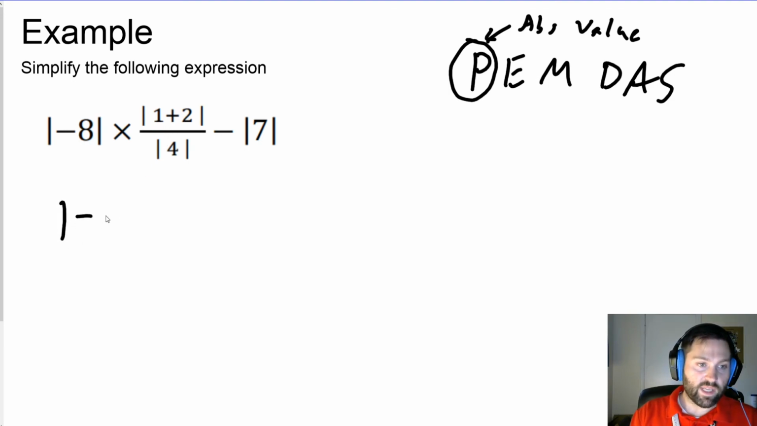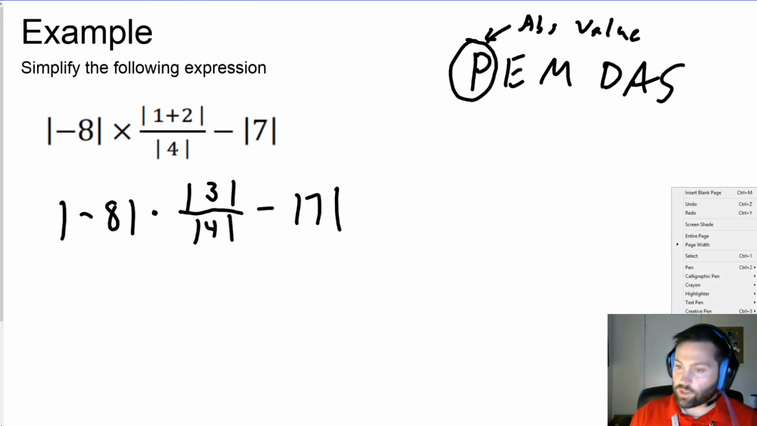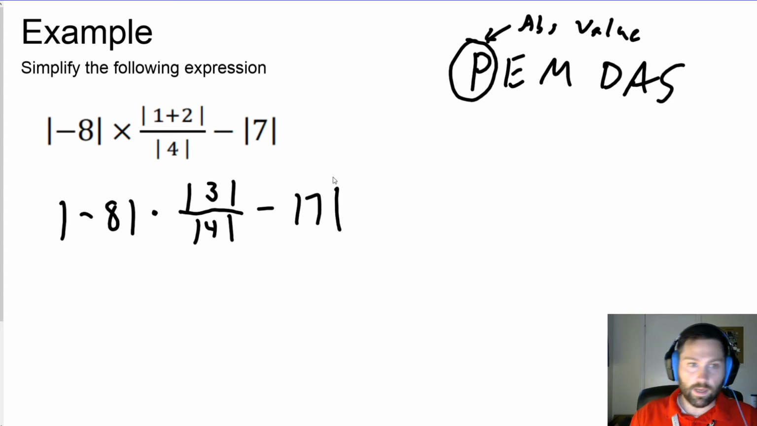So I'm going to keep everything else, absolute value of negative 8, not x. We don't use that for times. So times this. So absolute value here, 1 plus 2 is 3. So that is what I am simplifying. Absolute value of 4 minus the absolute value of 7. So what I'm going to show you is that I have taken this and turned it into this.